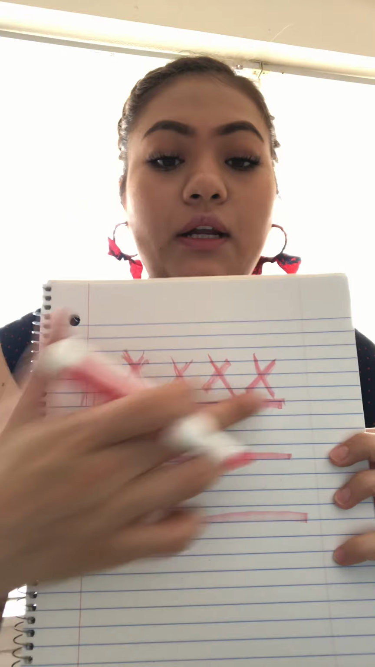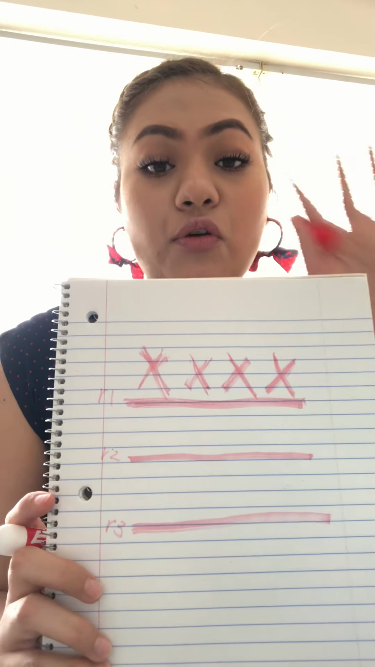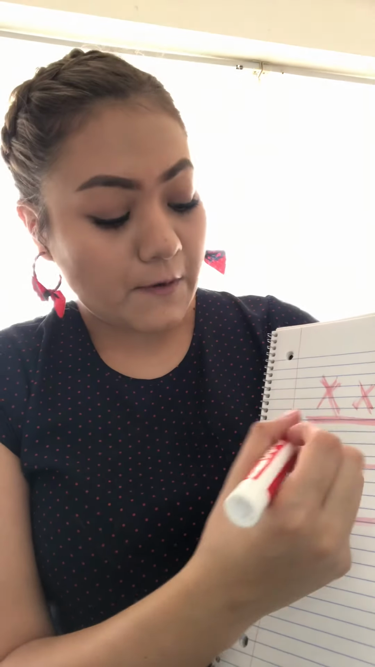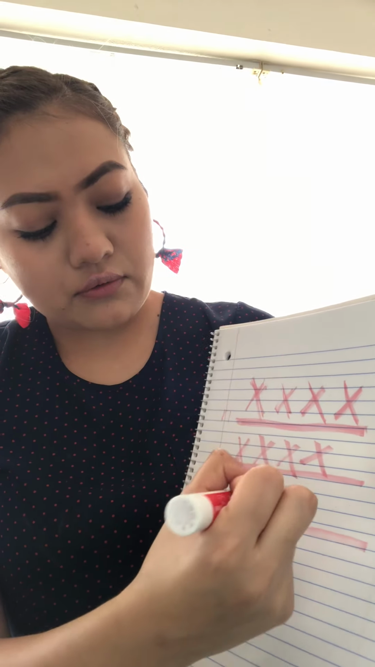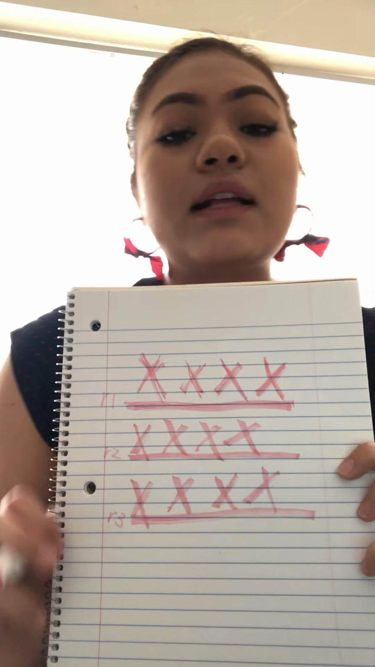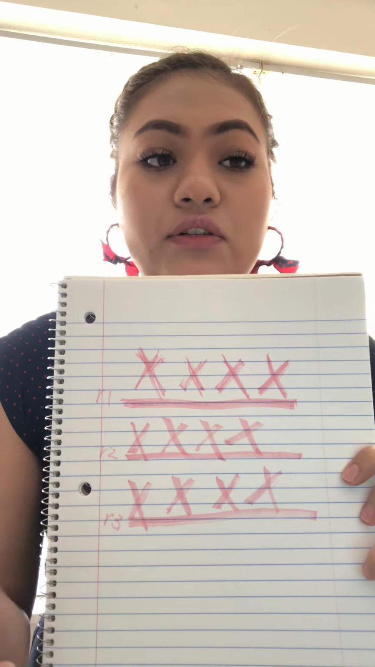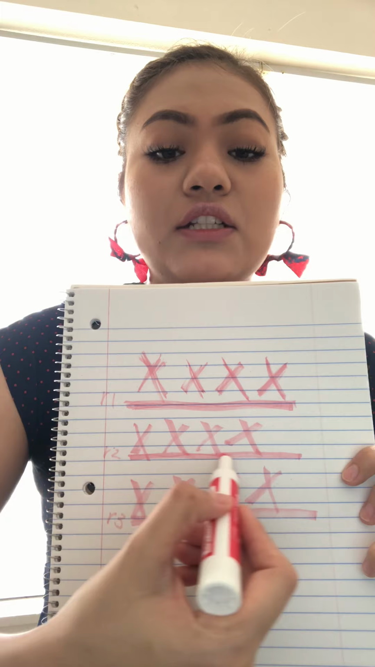Good, we're going to add 2 more rows. So this is row 1, row 2, and row 3. Once we have those 3 rows, it says that in each row we need 4 X's. So 1, 2, 3, 4. And the part where it says draw horizontal lines to separate the rows, these are horizontal lines. These are your lines to separate your rows.